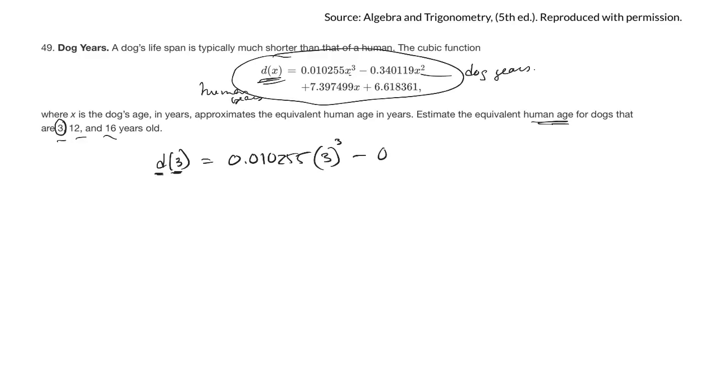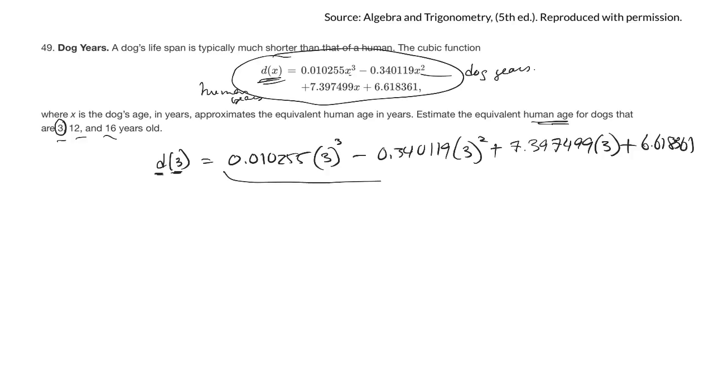Cubed minus 0.340119, put a 3 there, squared, plus 7.397499 times another 3, plus 6.618361. And then just plug that in your calculator. And whatever number comes out, that is the human years when the dog is 3 years old.